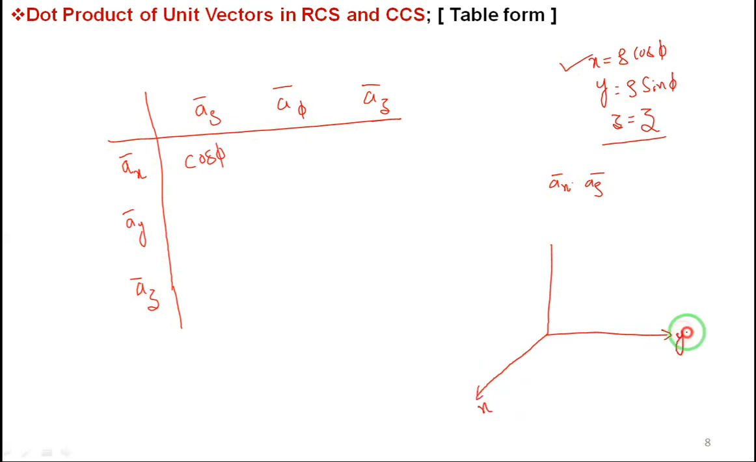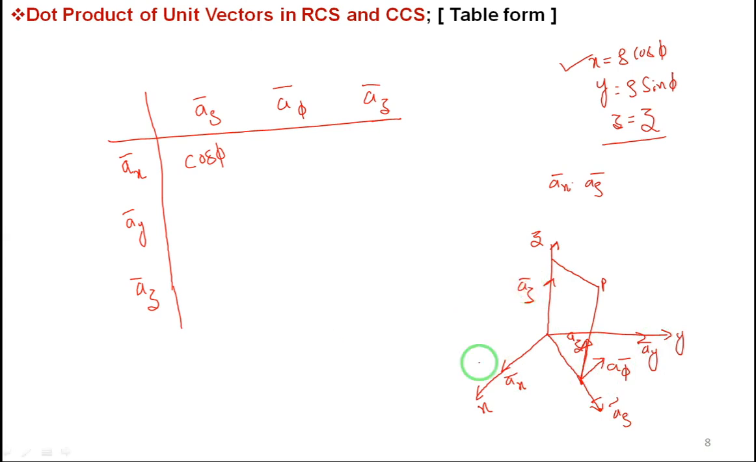X, y, z, this is the origin. Next I will take the point P, and I will take the projection of point P here. So this is a rho, and tangential to the surface of the cylinder, this is a phi, and in the upward direction it is az, right? Here along the x direction the unit vector is ax, along y it is ay, and along z it is az.